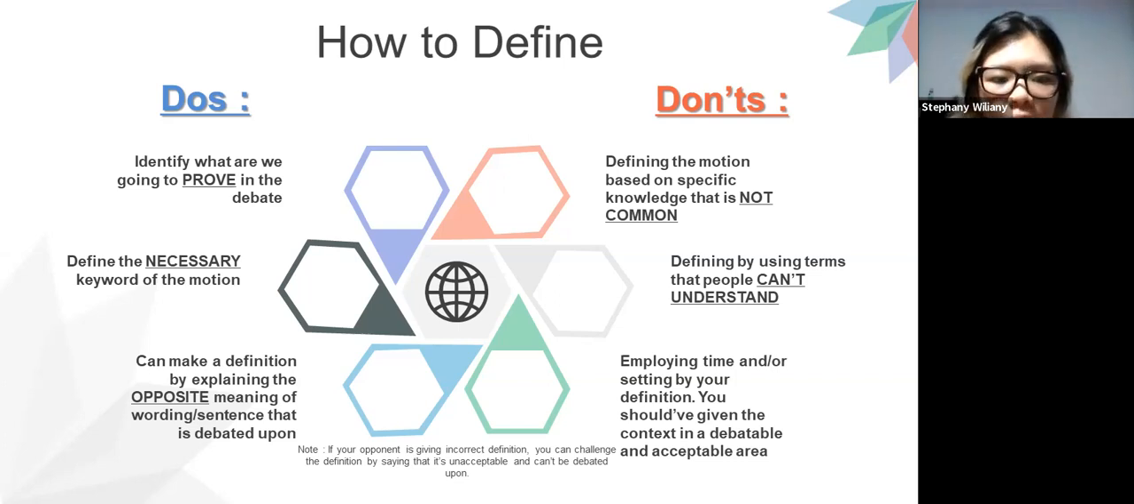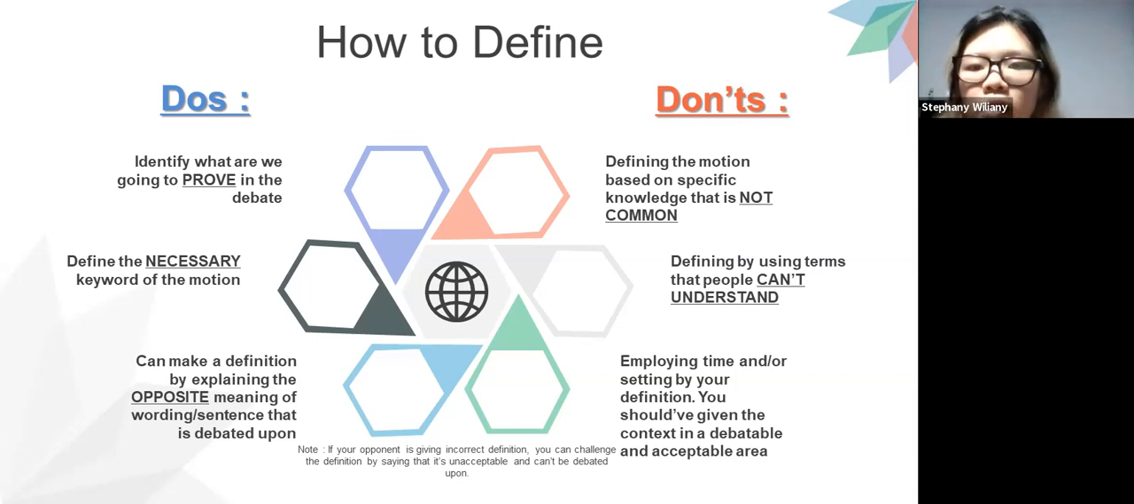Thirdly, you can make the definition by explaining the opposite meaning of the wording or sentence that is debated upon, right? When you do not have any idea how to define things, one of the tips is that you can explain it by explaining the opposite meaning of that wording or the sentence. Moving on towards the don'ts on how to define things.